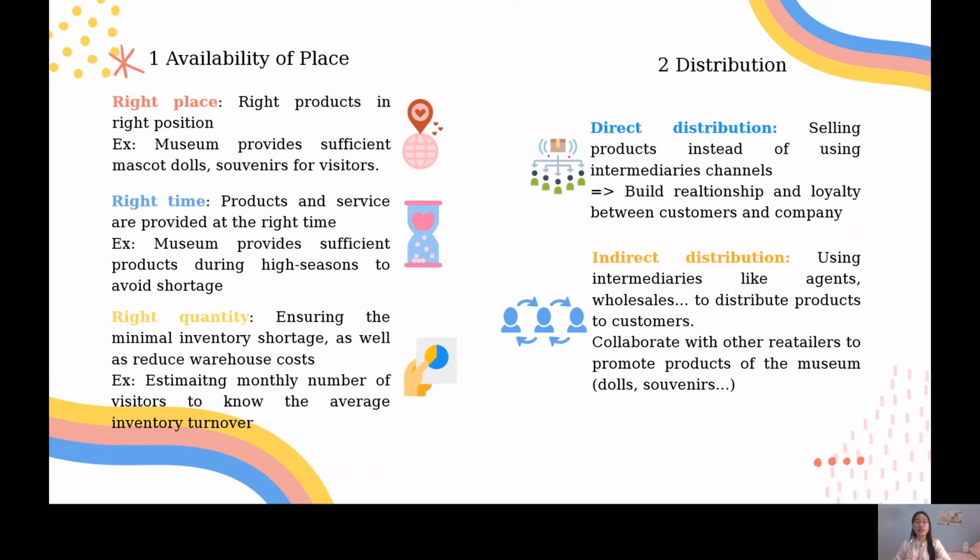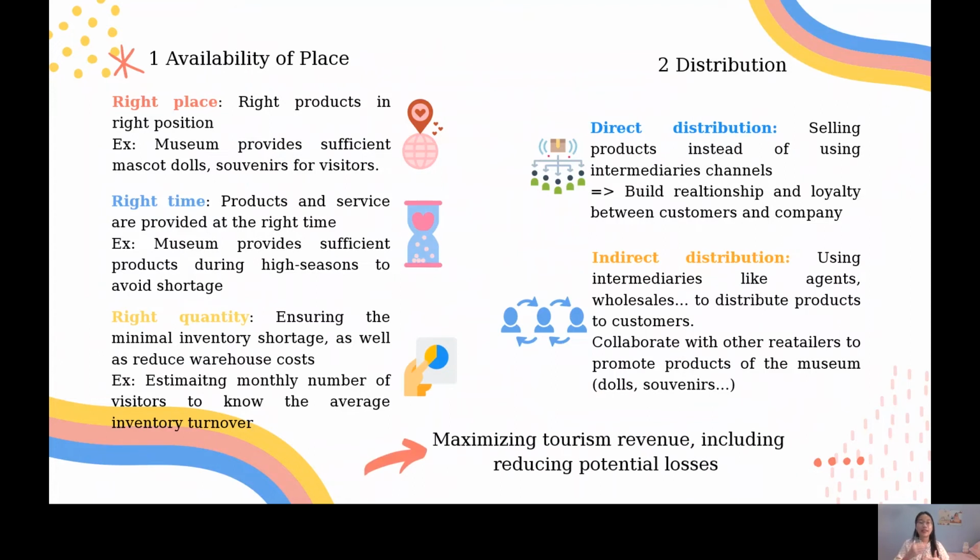And in conclusion, by effectively using different distribution methods and channels, product availability is ensured in the consumer market to achieve an equilibrium between tourist destination demand and supply, and maximize tourism revenue, including reducing potential loss.